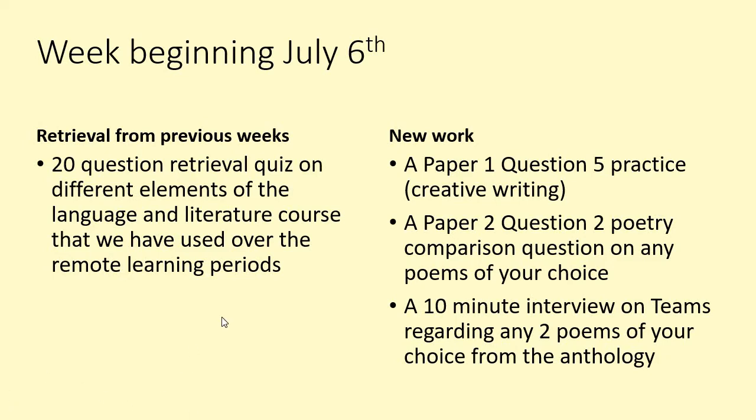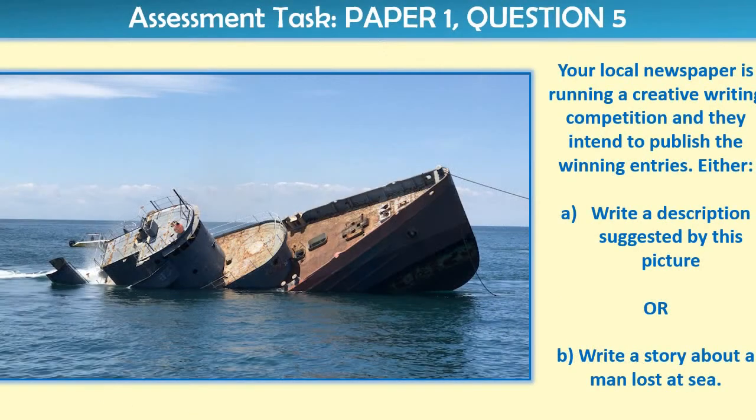So to go into what these assessment questions look like, the first one is a classic Paper 1 Question 5 type question, where you have a picture in front of you. So here you have... again, it's up to you how you choose to phrase it. Is it a boat sinking? Is it a boat being pulled out of the water? Is it an extremely ancient or archaic form of submarine? Is it a spaceship that has landed? Remember, the idea is suggested. Write a description suggested by this picture, or write a story about a man or woman lost at sea. So you've got some room to maneuver there.